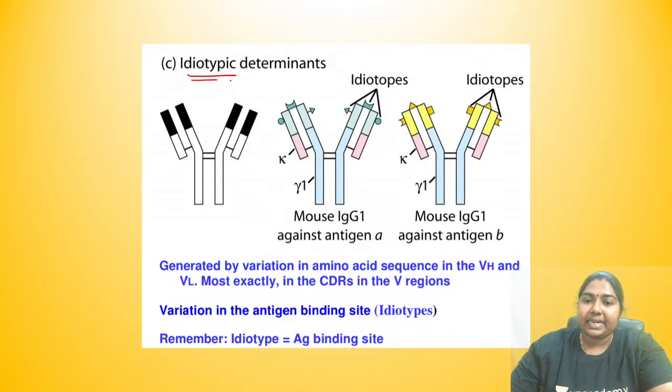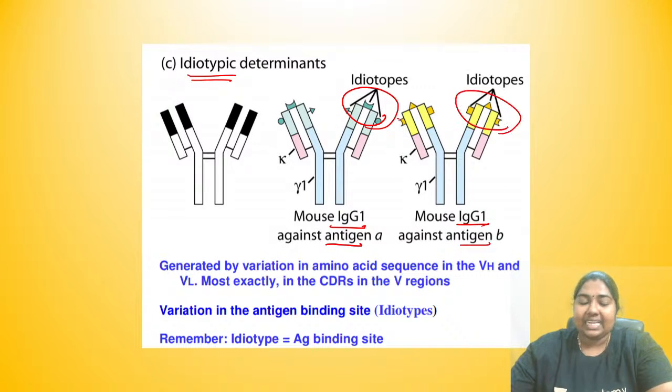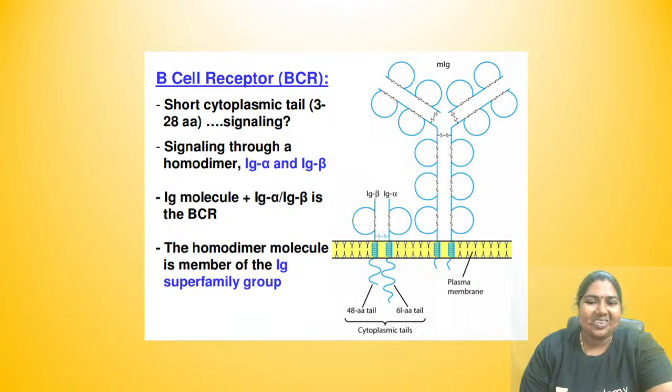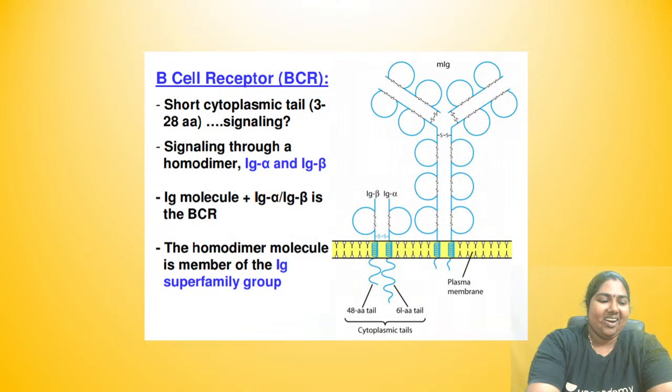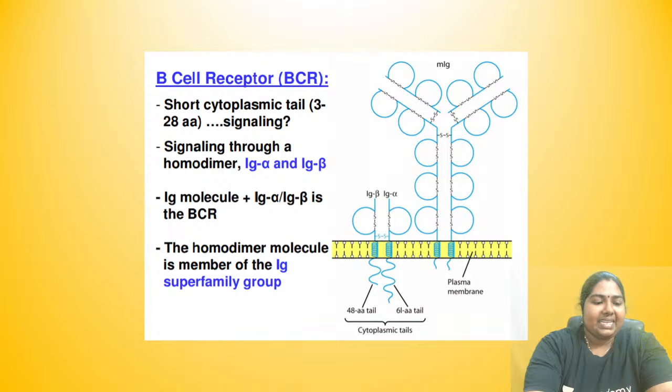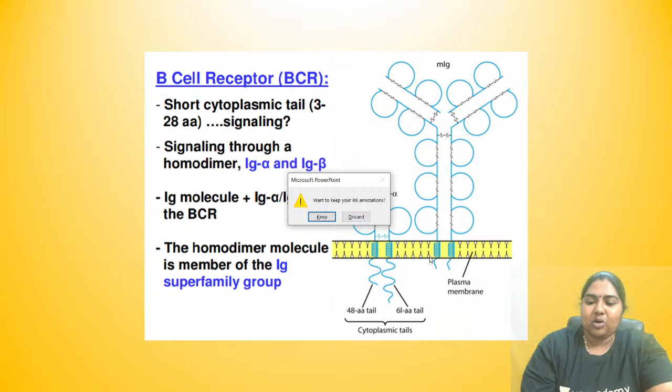And idiotypic determinants, where are they? They are here. This is the idiotypic, isn't it? So this mouse Ig1 is against the antigen A. This is the mouse Ig1 against the antigen B. So this is the difference between these two things. Got it? I hope that this is all clear to you. I think this one we have already seen regarding the B cell receptor and all. Correct? So this is all about this.